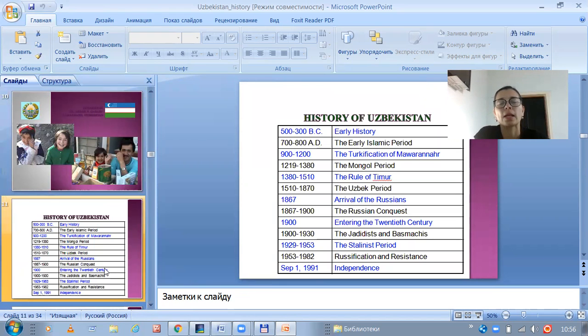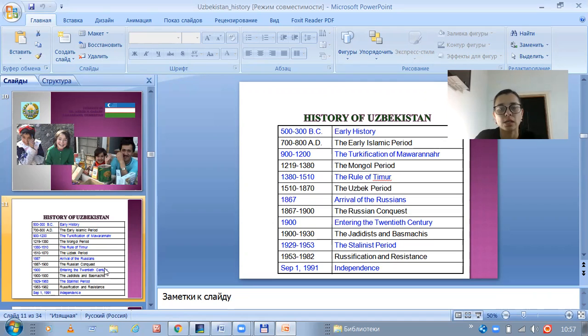History of Uzbekistan. From early history, the population of Uzbekistan, inhabitants of our country, had to overcome a number of wars, and was conquered by nomadic tribes. The earliest history goes to 500, 600 BC, and then 700, 800 AD, early Islamic period. Then 900 and 1000 to 1200, the Turkic period of Mawarannahr.